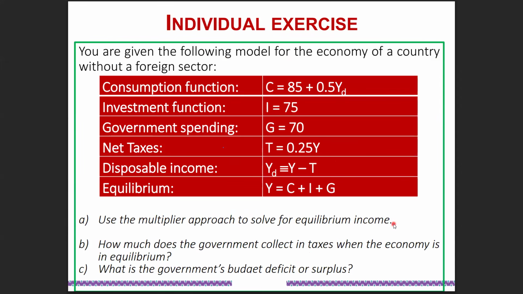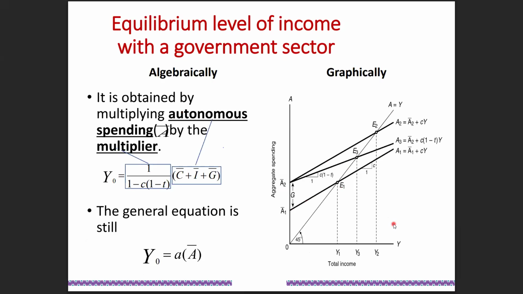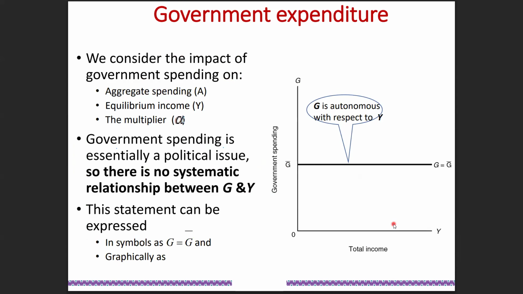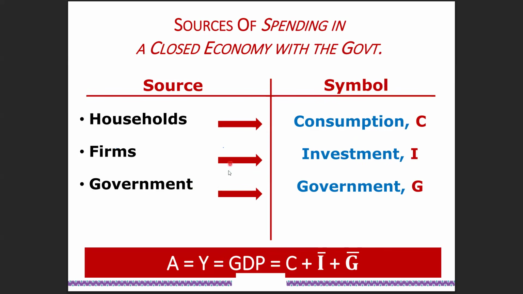Individual exercise. Okay, so I hope you guys did understand what we were doing. We were looking at the Keynesian model, and then we introduced government. When we introduced the government, we realized that government is autonomous because it is independent of the level of income, because government spending is a political issue. So we came to the conclusion that government is equal to G bar because it's autonomous. And we also said that within the closed economy, or three-sector model, we have three sources of spending, which are the households, the firms, and the government.